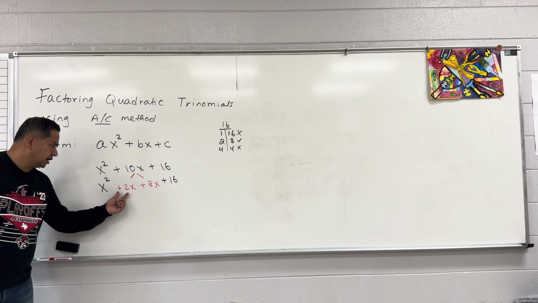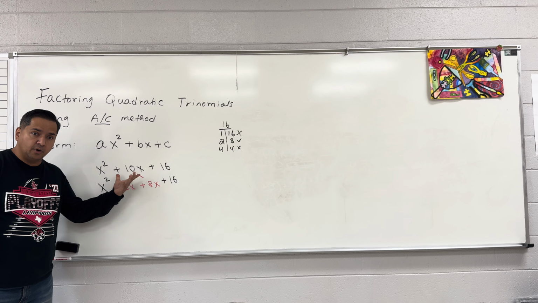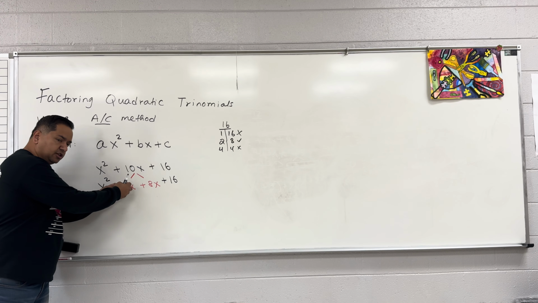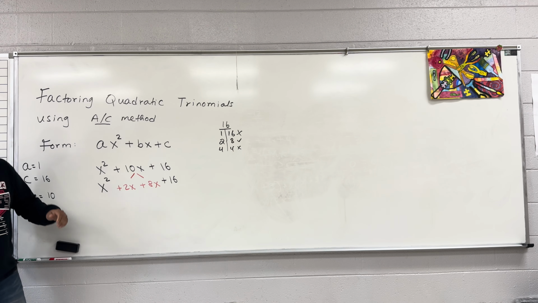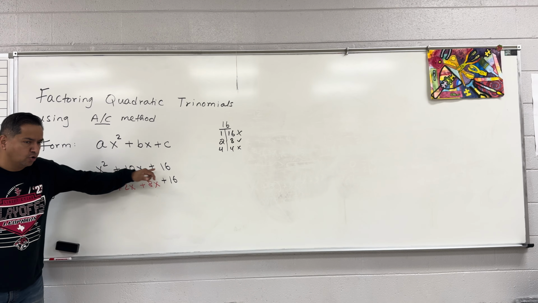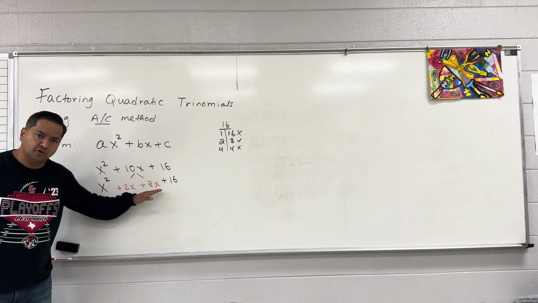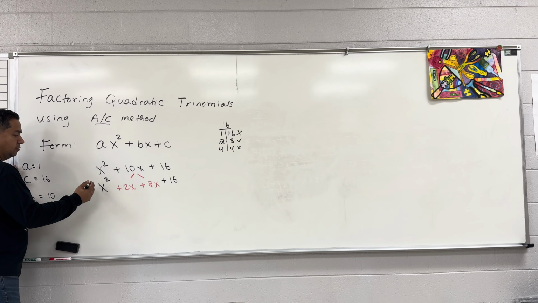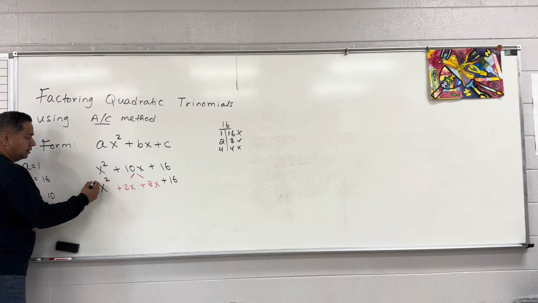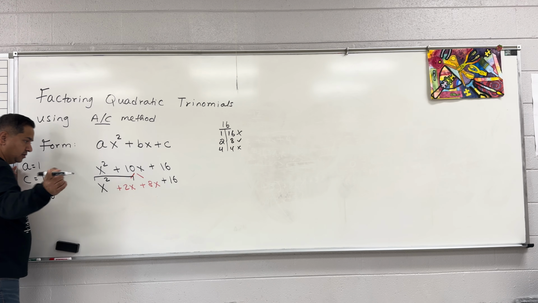So positive 2x plus 8x is 10x anyway. We're not changing anything. We're just changing the look of the problem, right? Is that fine? Yes, sir. So we also went from a trinomial to a 4-term polynomial. So now what we can do here, let's group it. Factor by grouping. Perfect.